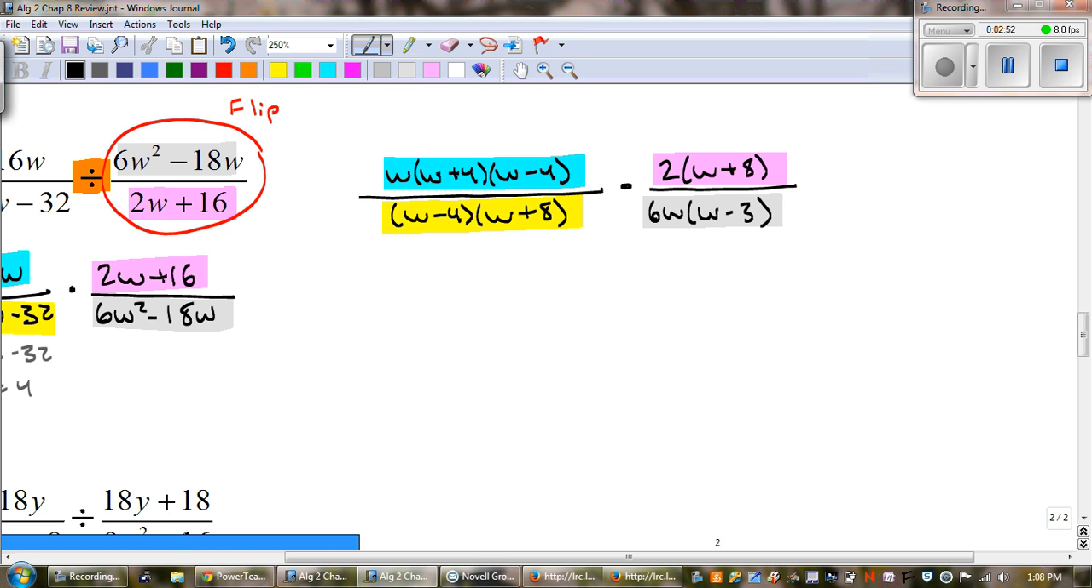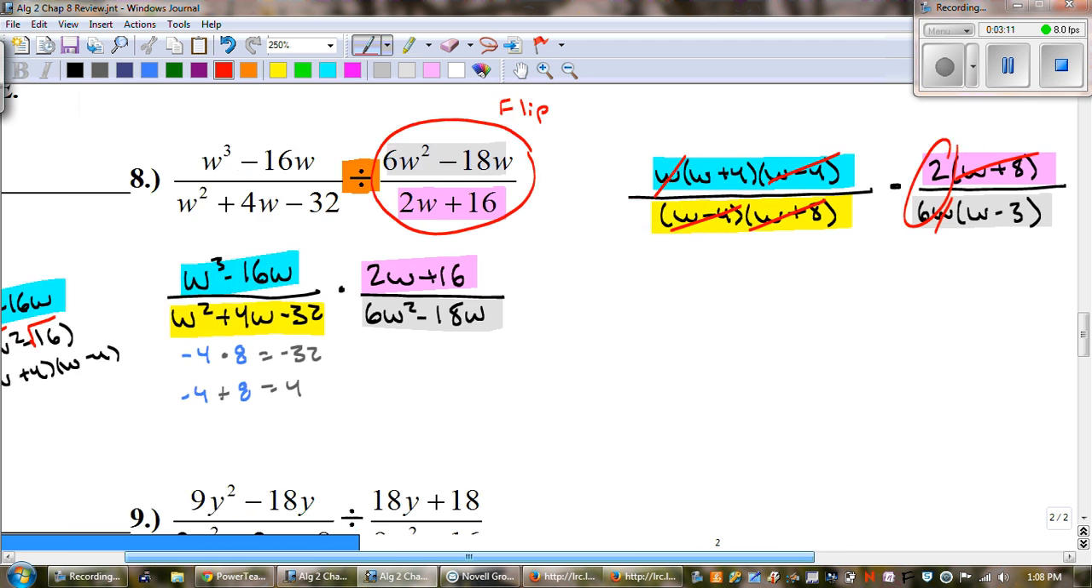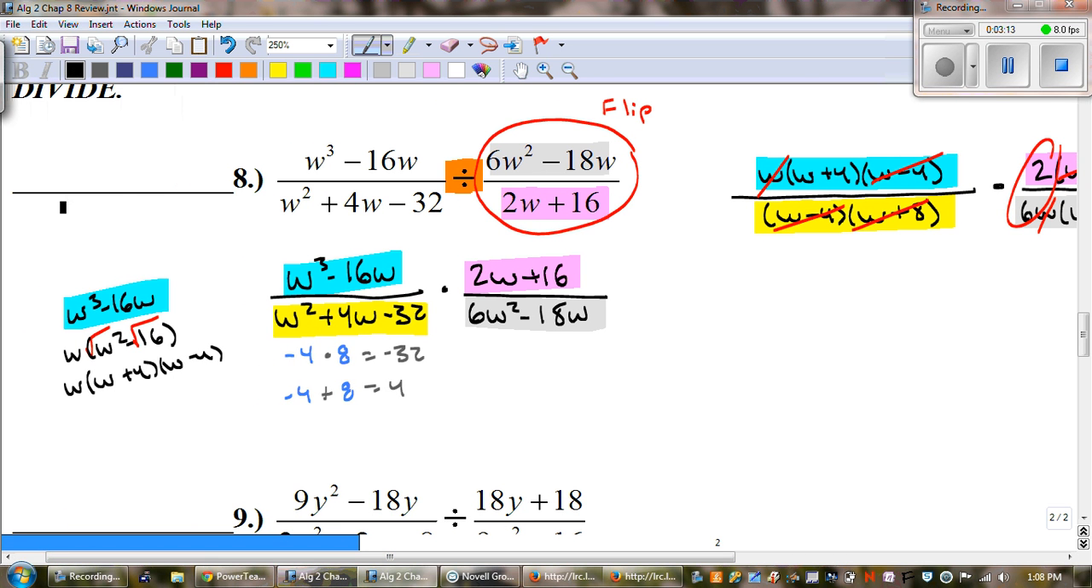All right, let's start canceling. Well, the w plus 4, oh wait, w plus 4 doesn't cancel, the w minus 4 does. See, we have to be careful about that. W plus 8, I have a w on the bottom and a w on the top, and then we're left with 2 over 6, which I can reduce to 1/3. Since that reduces, I know that the 3 is on the bottom. We still have a w plus 4 on the top, and then we have the w minus 3. And that's our final answer.